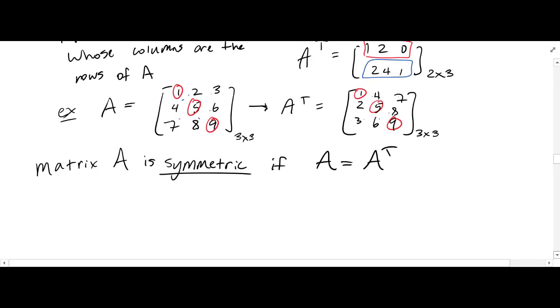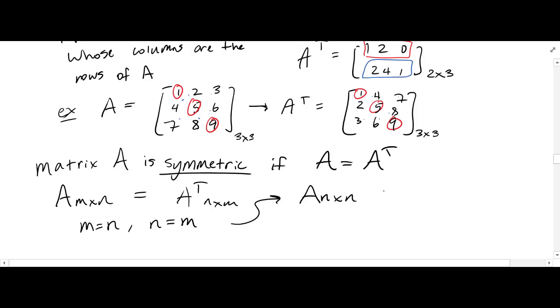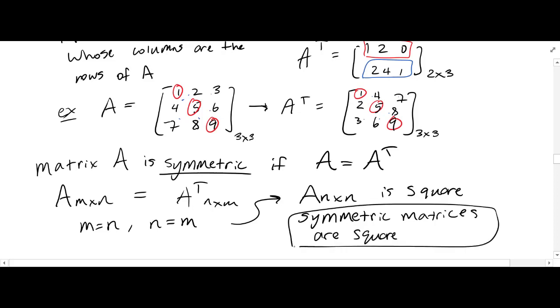So note, if A is m by n, then A transpose is n by m. So if A is equal to its transpose, if A is symmetric and it's m by n, then m has to be equal to n, and n has to be equal to m, so A is actually a square matrix. So that means that symmetric matrices always have to be square. So that's a fact.